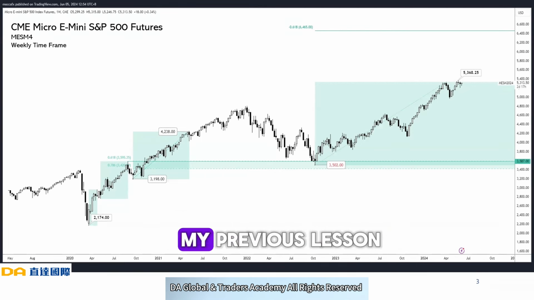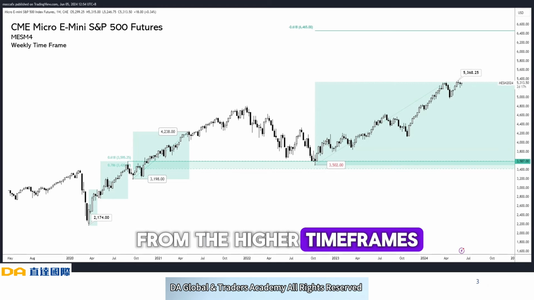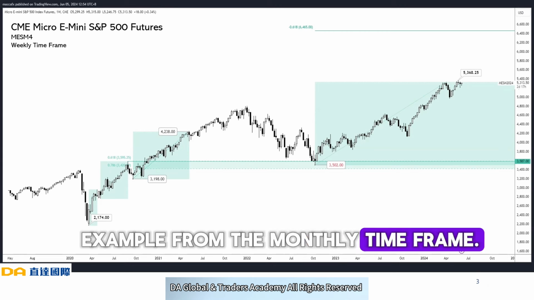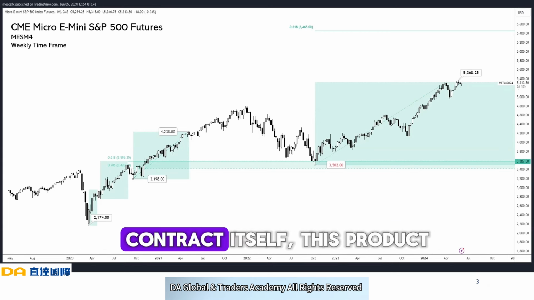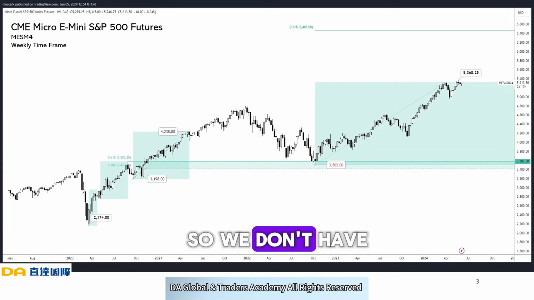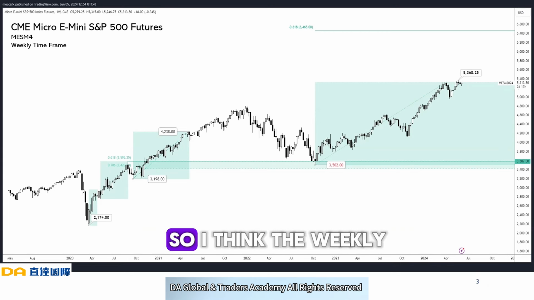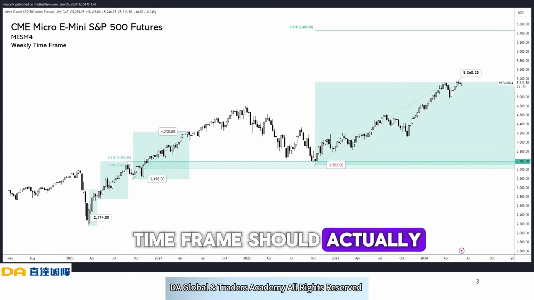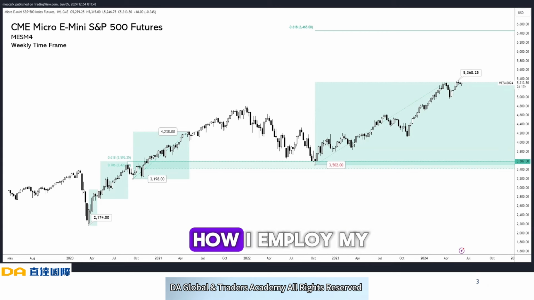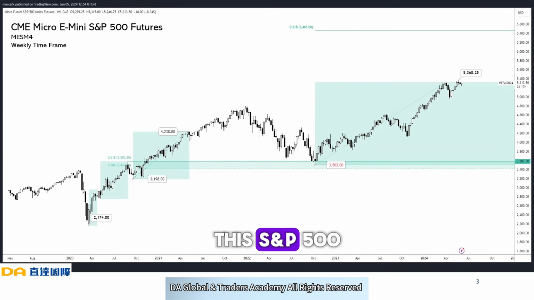And if you remember my previous lessons, I talked about finding directional bias from the higher time frame. Now, obviously, I would love to give you the example from the monthly time frame. However, this particular product only started months before the pandemic, so we don't have very long historical data to do the monthly time frame. So I think the weekly time frame should be more than enough to let me show you how I employ my methodology to trade this S&P 500.